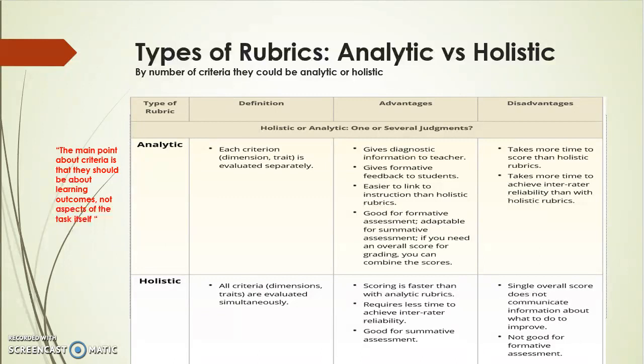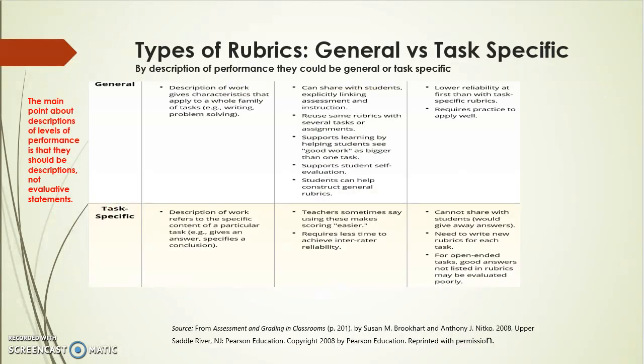The main point about criteria is that they should be about learning outcomes. Remember, not aspects of the task itself. If we talk about rubrics that are general versus task specific, it is very self-explanatory. The general one is the description of work that gives characteristics that apply to a whole family of tasks, not only to one. And the task specific, of course, describes the work of one specific content or task.